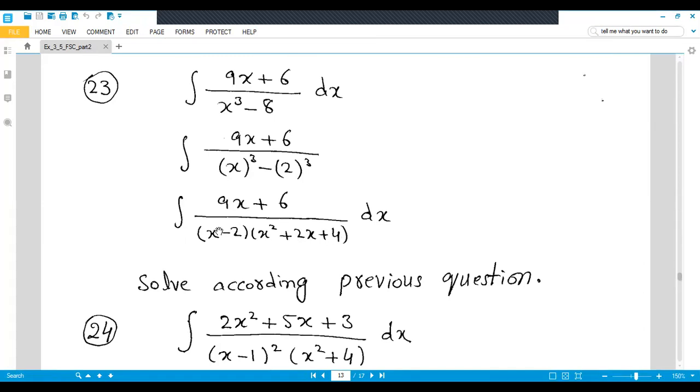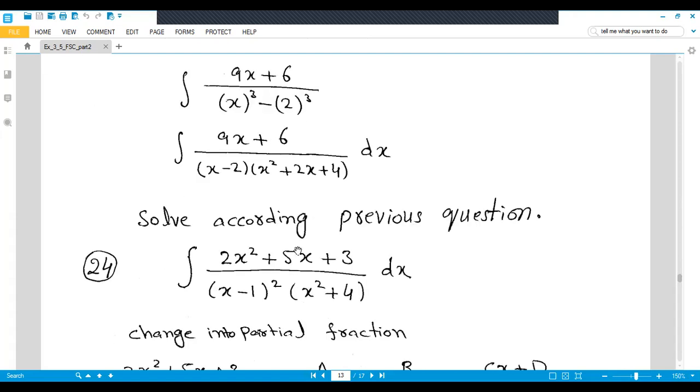And after that we solve it just like the previous question number 22: A divided by x minus 2 plus (bx plus c) divided by x square plus 2x plus 4. Then we multiply both sides with this denominator and we get the equation, and after that we equate the coefficients of x to find the values of a, b and c, and then after that we integrate it. Now come to the next question.